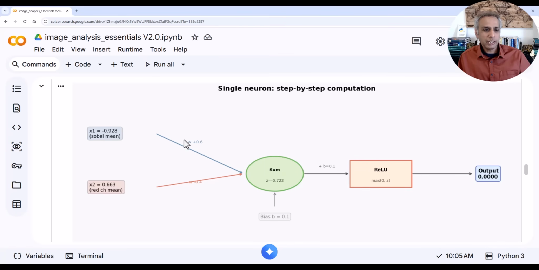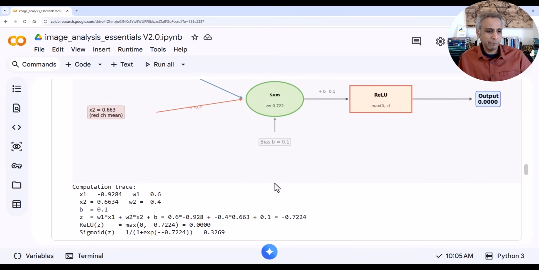Minus 0.928 multiplied by 0.6, plus 0.663 multiplied by minus 0.4, and then add them together and also add the bias of 0.1. When you do that, you get a value of, let me check, did we do the math? Yeah. When you add all of this, you get minus 0.7224 actually. So that's the sum that you have.